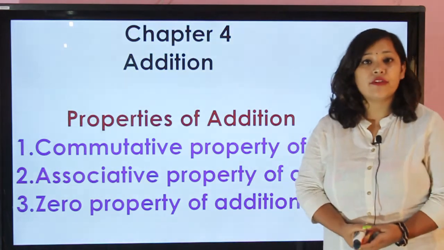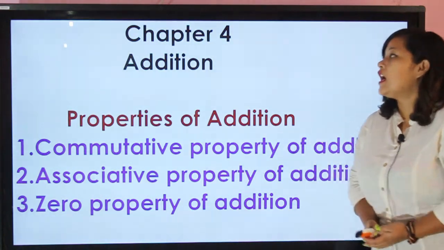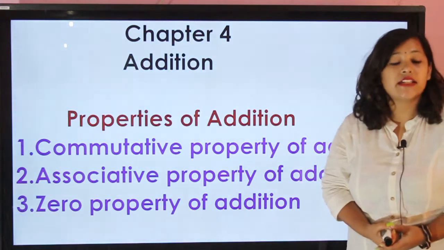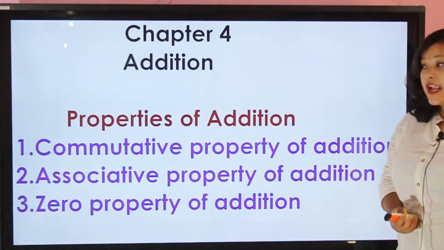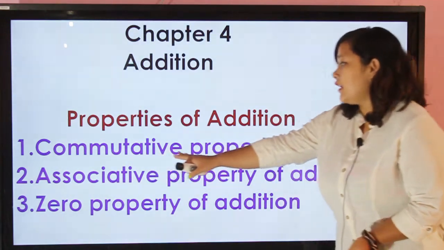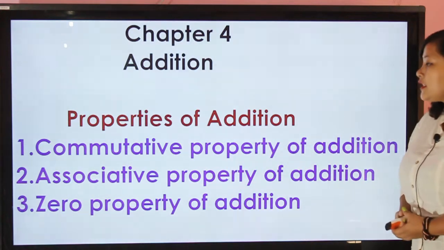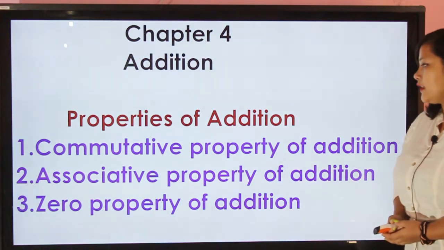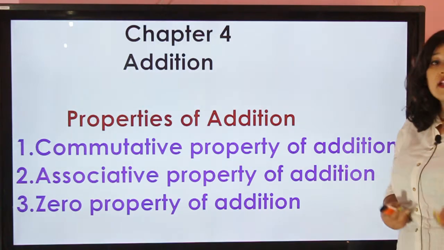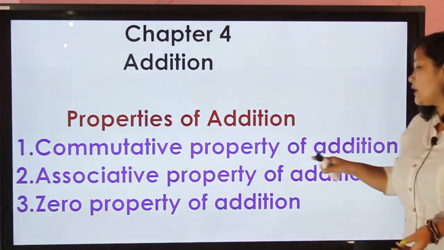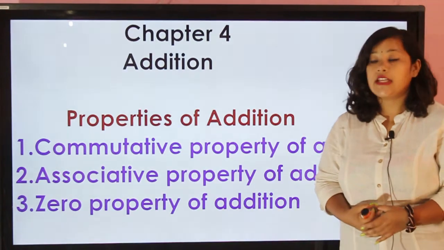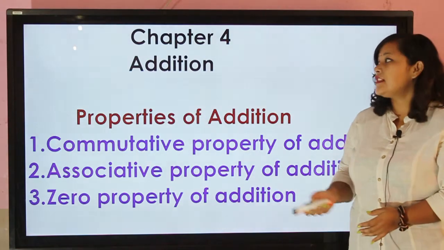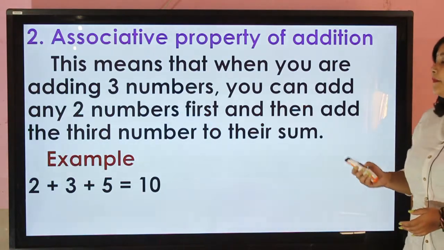Yes, we are in chapter 4. The topic is addition. Under that topic, we are in properties of addition. There are three types of properties of addition: the commutative property of addition, the associative property of addition, and the zero property of addition. In our previous video, we have already learned about the commutative property of addition, and today we will be learning about the associative property of addition. Let's begin our class.